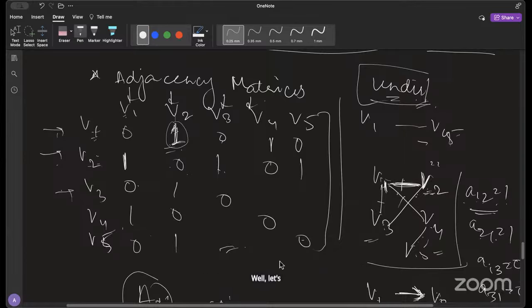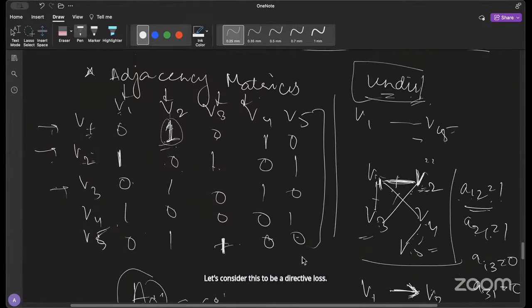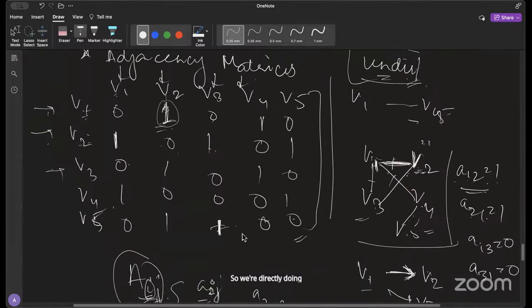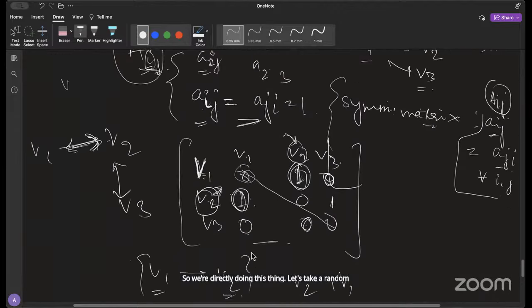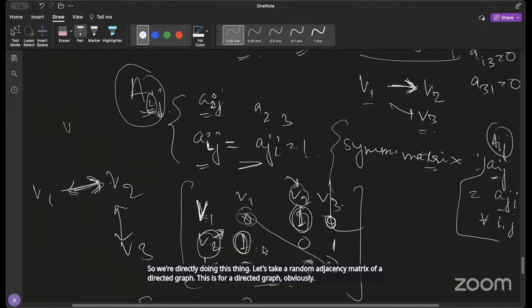Or let's just do, because let's take the case of undirected only, then we'll not have to worry about these things. In V3, V1, it should be 1, no? We're doing it as per directed graph. Let's consider this to be a directed graph, because undirected graphs are taking time. So we're directly doing this thing. Let's take a random adjacency matrix of a directed graph. This is for a directed graph, obviously.